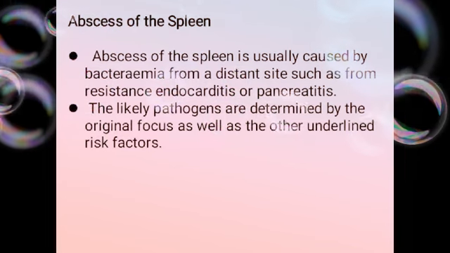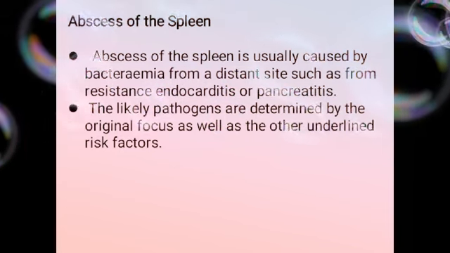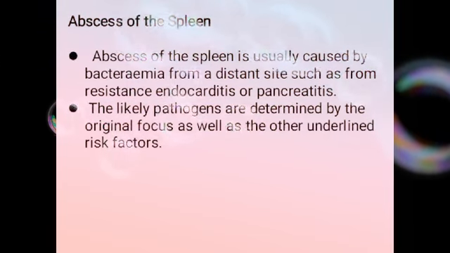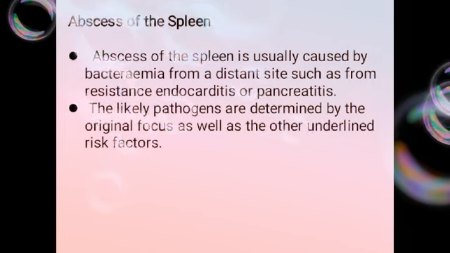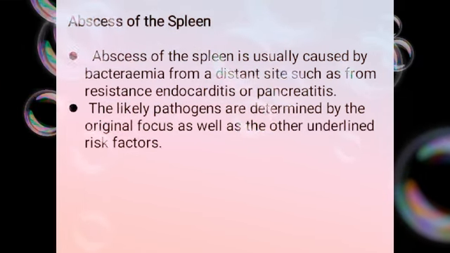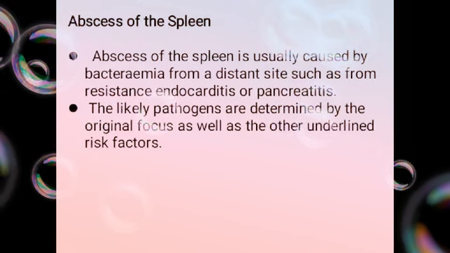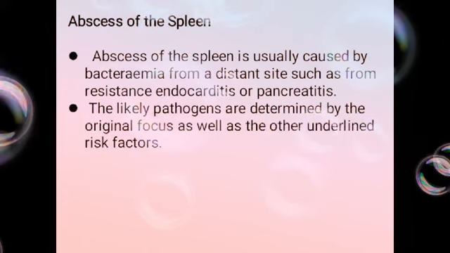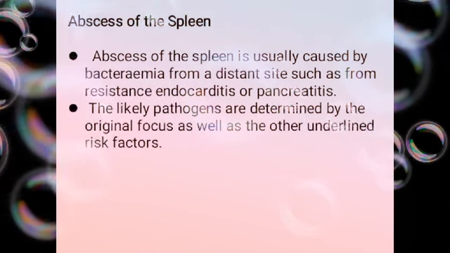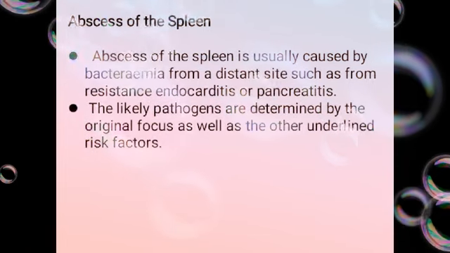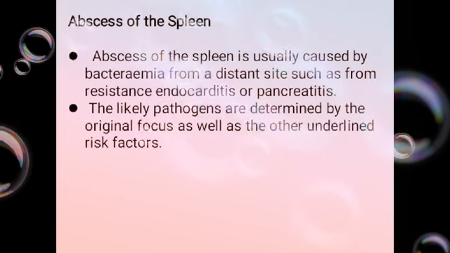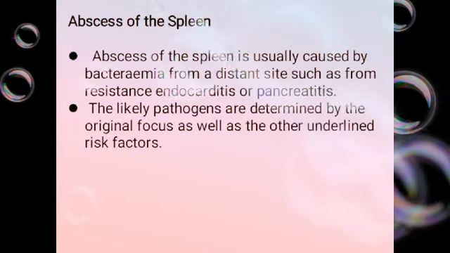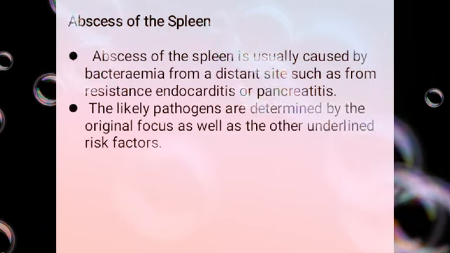It could be the spleen itself that is infected by the bacteria, or other distant organs found within the abdominal cavity. Having said that, there is a relationship between those organs, so when one organ is infected, there are possibilities whereby the spleen can also get that infection. For example, an infection from the pancreas, which could be pancreatitis, or maybe resistant endocarditis, can also spread its infectious agents to the spleen, forming the abscess of the spleen.